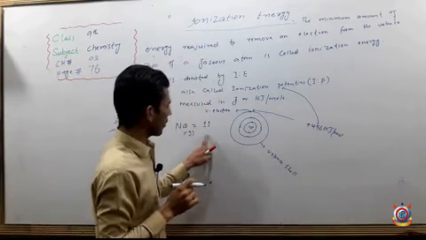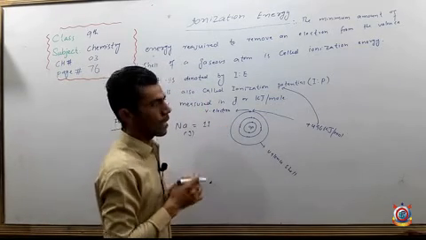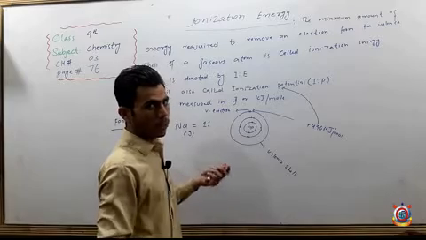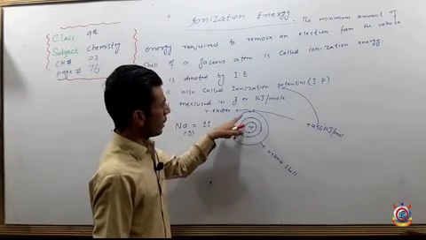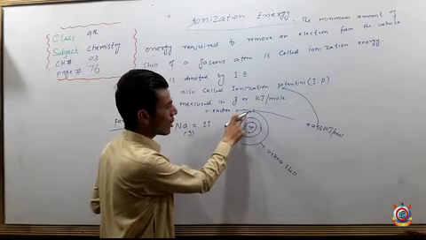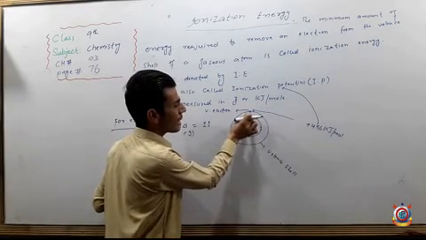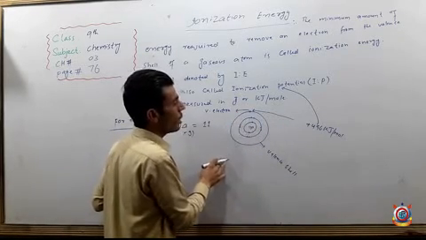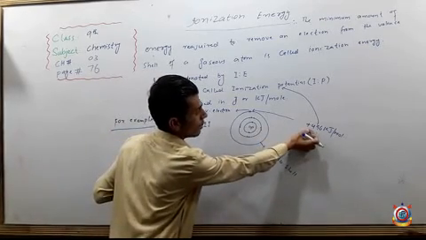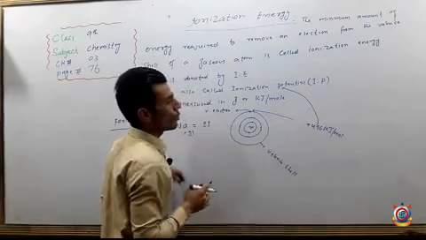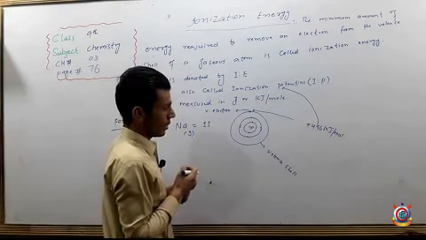Atomic number of sodium is 11, meaning it has 11 protons and 11 electrons, because the number of protons is always equal to the number of electrons. In the last shell it has 1 electron. So if you want to remove this electron from the valence shell of gaseous sodium, how much energy is required? 496 kilojoule per mole energy is required, and this energy is called ionization energy.